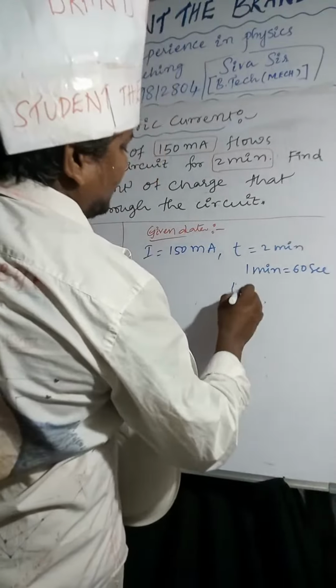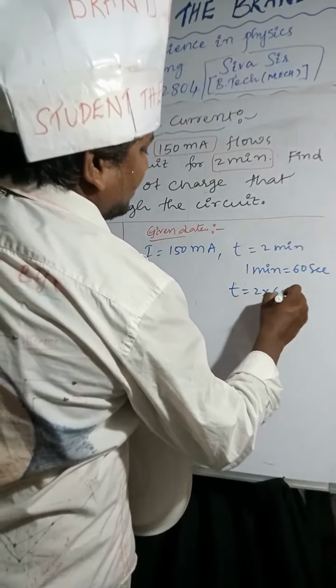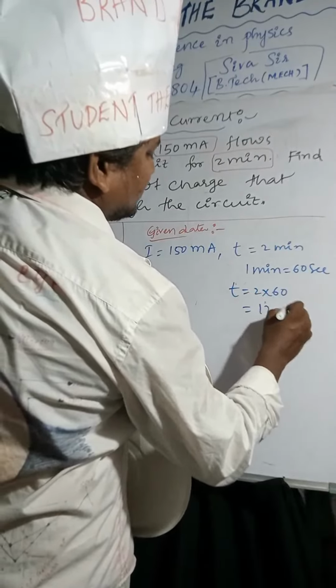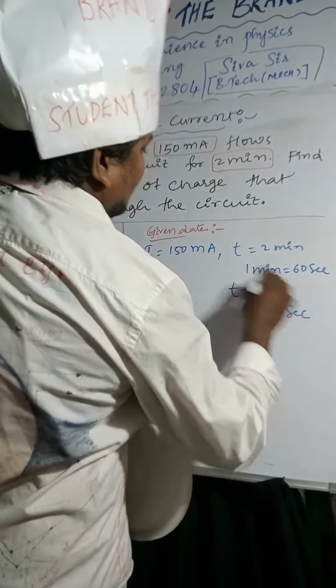So now you multiply, 2 into 60, how much? 120 seconds. And here, normally 1 milliampere equal to 10 power minus 3 ampere. So now you find out, I equal to Q by T. I is given, so 150 into 10 power minus 3 equal to Q by 120 seconds.